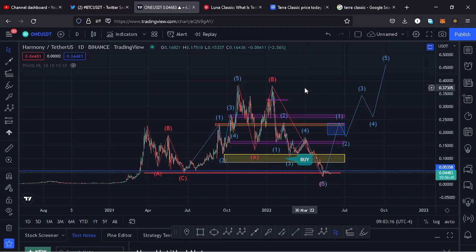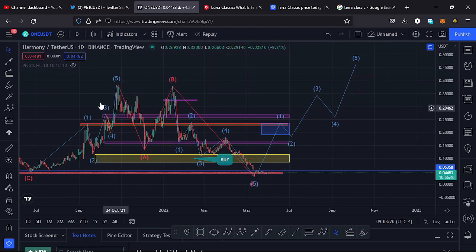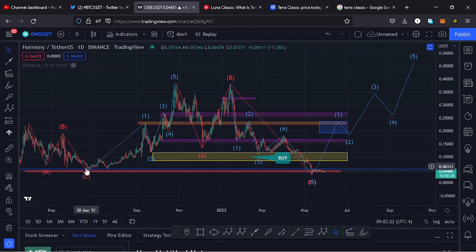And I want to briefly start this video by giving a brief of what has been happening on this chart. We started seeing higher prices on the Harmony One chart in this Elliott wave pattern, and the wave 5 took us to an all-time high. Then from the all-time high we started seeing lower prices in this massive ABC correction, and the ABC correction has taken us to around the $0.03 mark.